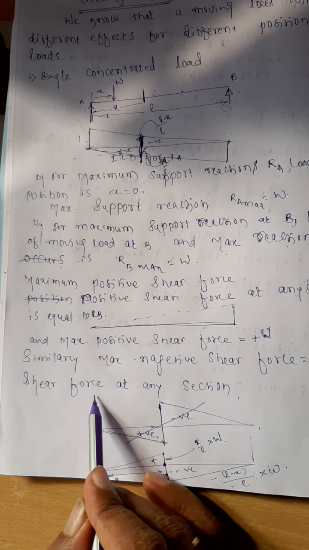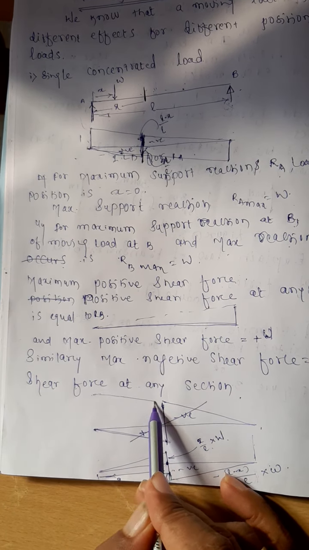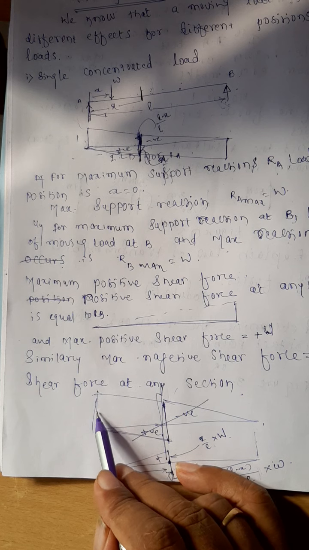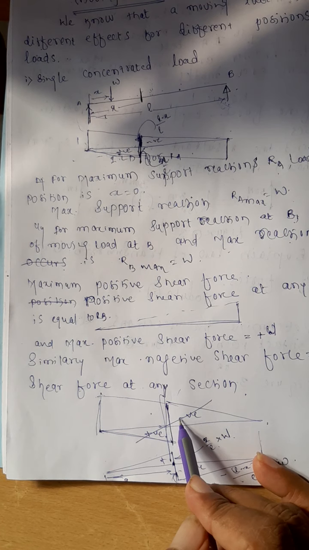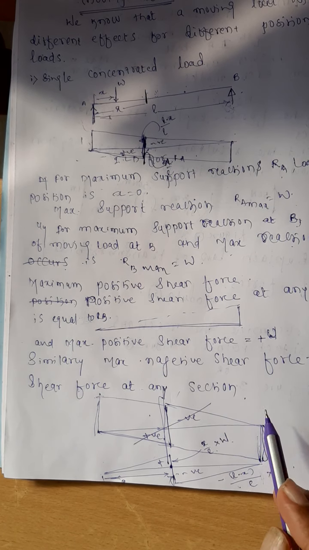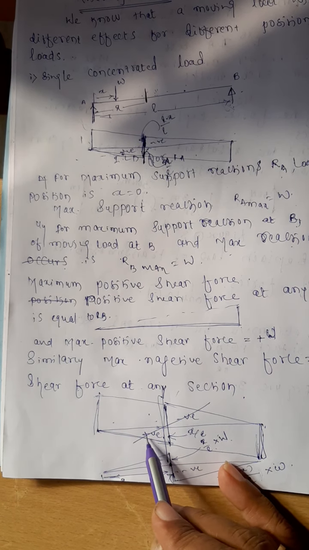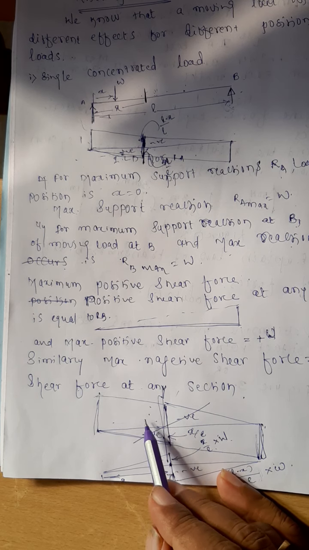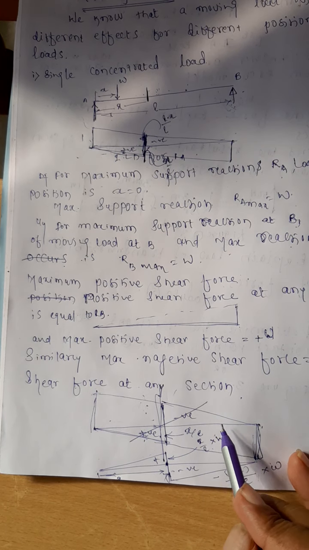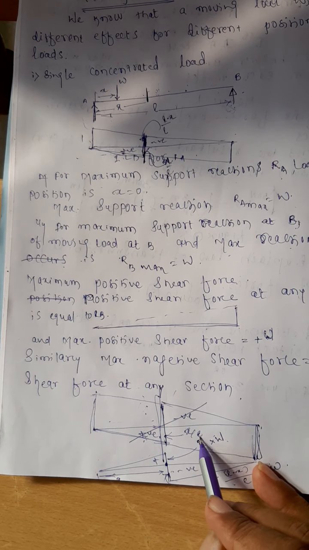If you are considering the influence line diagram for RA, it will be like this. Here is the section. When the load is on this part, RB's influence line diagram is like this. So this is x. What is this value then? x divided by L. And this I need to take as positive, but I have drawn it below the line. It should be above the line, right? Therefore, when unit load is there, the maximum positive shear force is x by L into W.